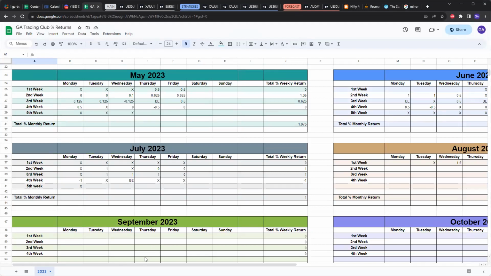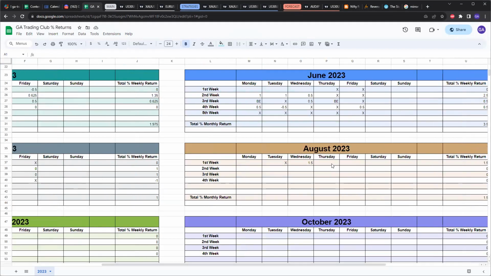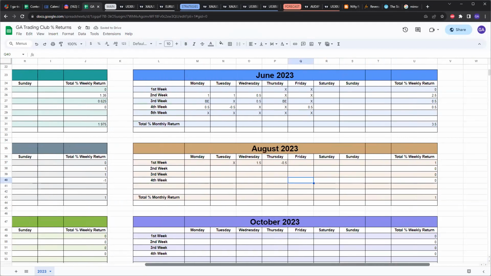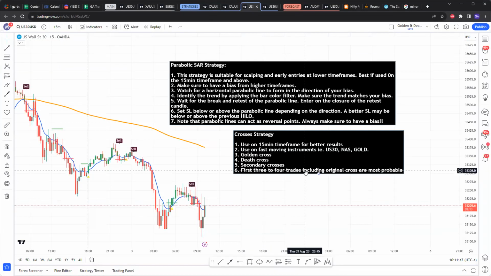All right, let me update this real quick. So we took that 0.5% scalp loss. So yesterday we were up 1.5%. So today we lost 0.5 percentage, nothing major. Okay, so the parabolic strategy is this one right here. So I think I have it here.